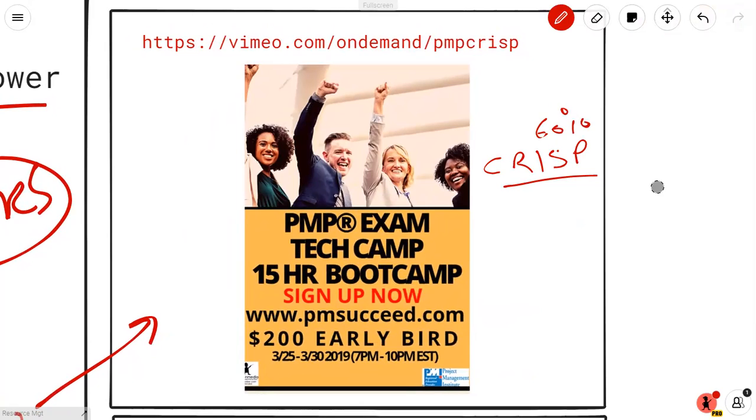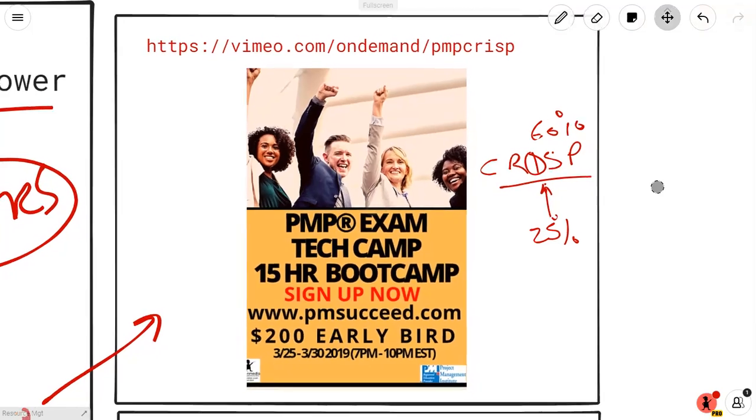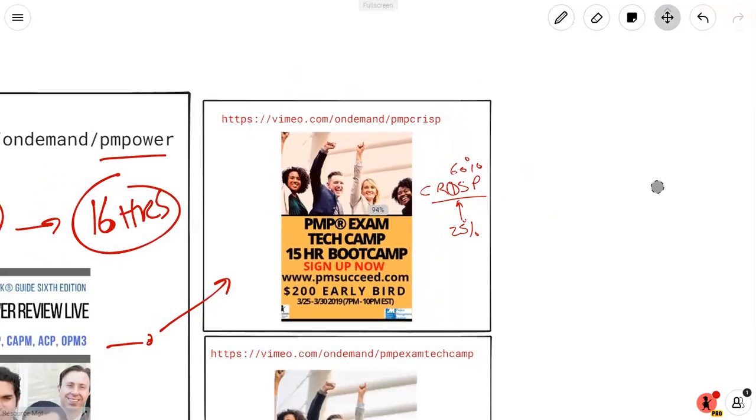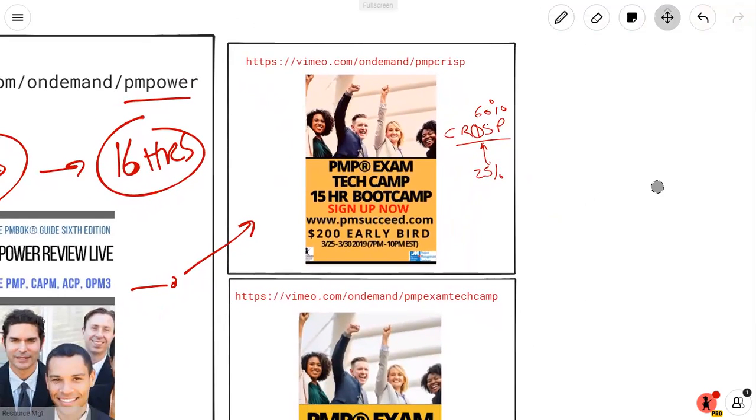The reason is integration in and of itself is a beast. It's roughly 25% of the exam. If I were you, I'd do this. This is me trying to help you because I know once the exam changes, it's going to be crazy. It's going to be all over the place. This is what you can do to help yourself if you know you haven't got enough information. It's a very detailed tech camp.